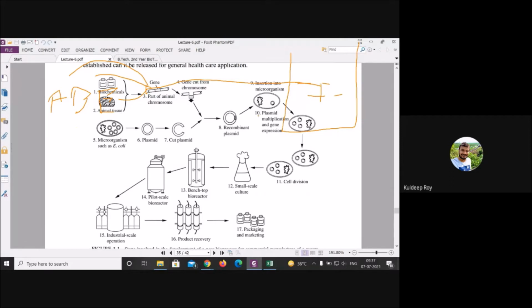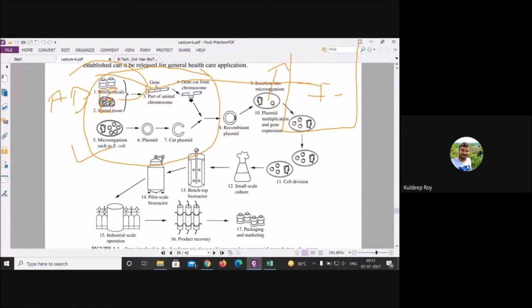So for this particular part you are deciding which kind of microorganism, then this particular portion comes here. Now I am highlighting this from 1: biochemical, second will be your animal tissue, third will be the part of animal chromosome. Okay, then gene cut from chromosome, all this biological part. Okay, this means you are first of all determining which kind of microorganism you will choose to get the product. Okay, this particular portion, then again if there is any possibility, you will do recombinant plasmid.